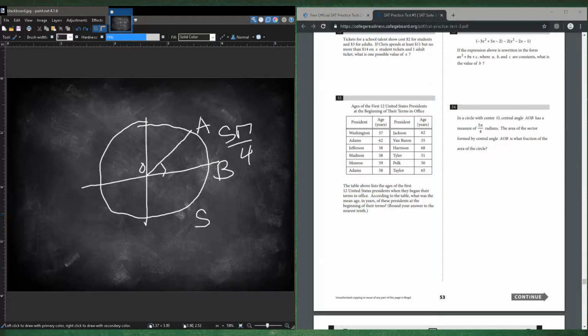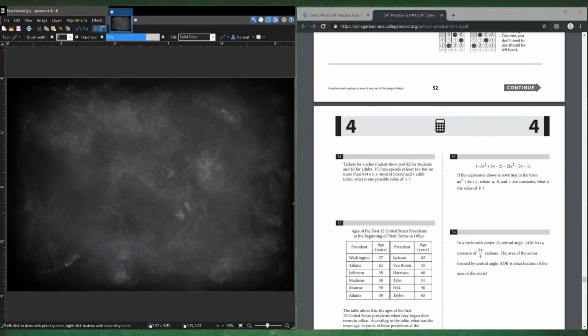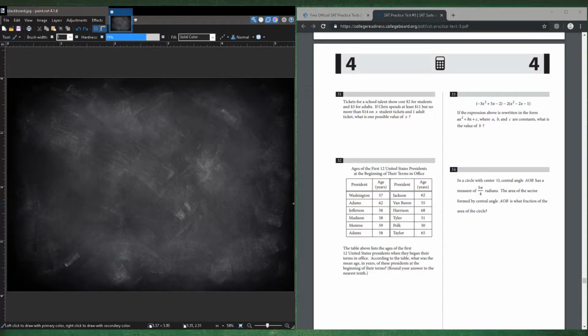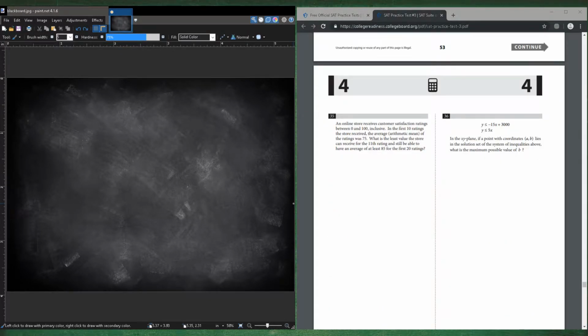Pretty basic if you know your unit circle, or you just know radians, because it's out of 2 pi. It's said on the first page where it's giving you all the formulas. So it's just 5 pi over 4 divided by 2 pi. So pretty basic question. The answer was 5/8 if you forgot.